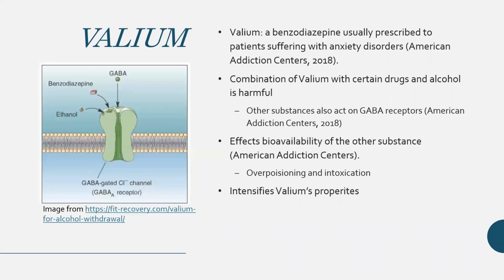Substances such as drugs and alcohol have depressant properties, which suppress and slow the brain's activities and physiological processes. When mixing these with Valium, it affects the bioavailability of the other substance. This can cause overpoisoning and intoxication for not only Valium, but for alcohol and drugs as well. Additionally, this intensifies the effects of Valium's properties, causing the consumer to pose a higher risk of central nervous system depression.